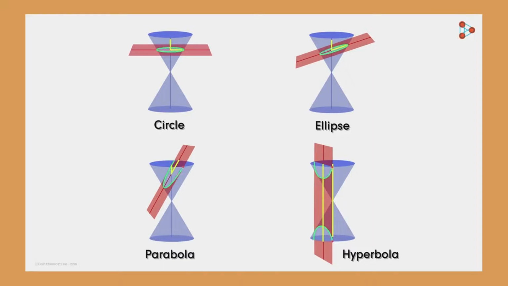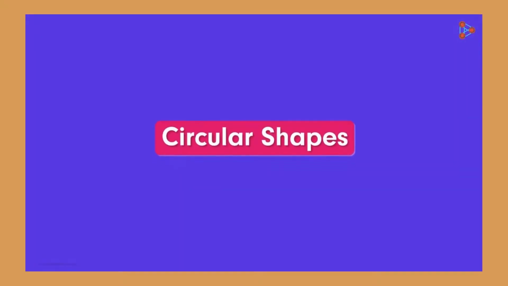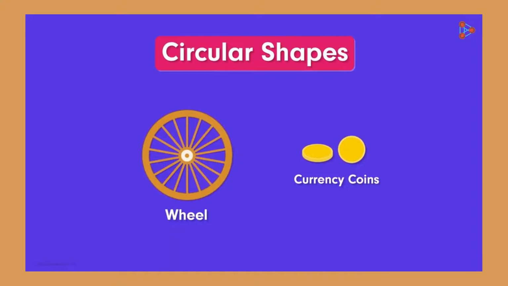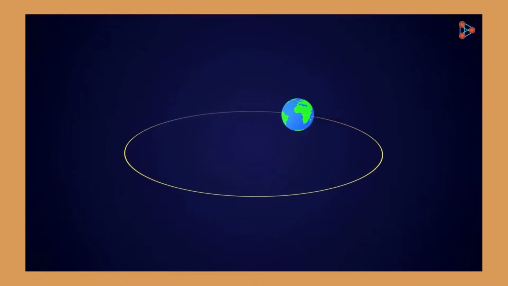Let's have a look at each curve individually. Most of us know about circular shapes. From wheels to currency coins, we can see many objects having the shape of a circle. We saw that the Earth revolves in an orbit, which is an ellipse. And many satellites that are launched in space also move in an elliptical path. So to study the laws of the universe, understanding the ellipse is important.